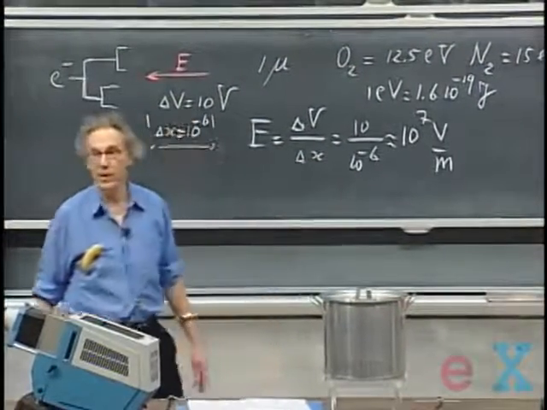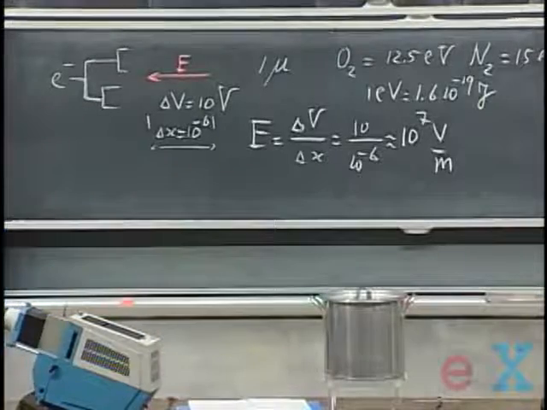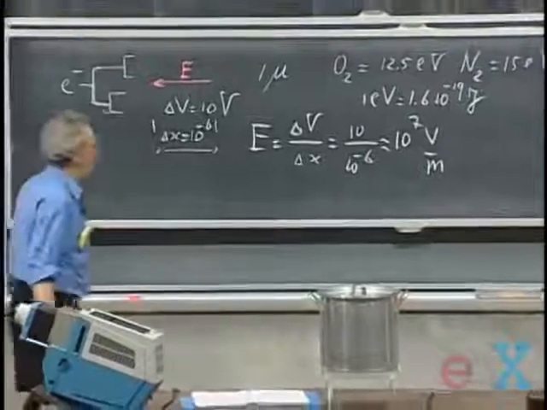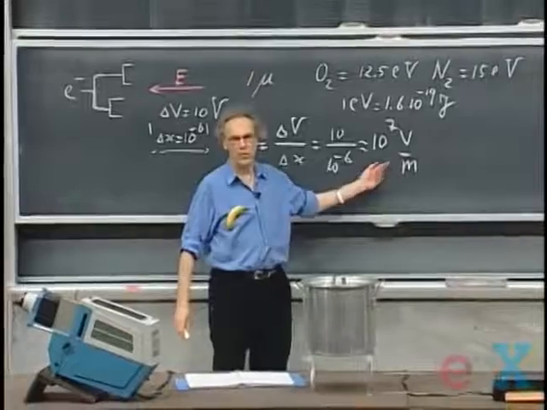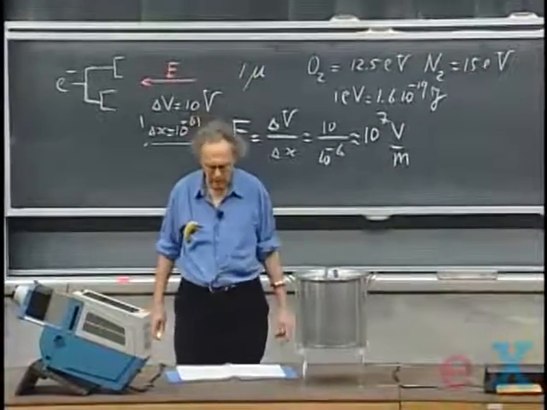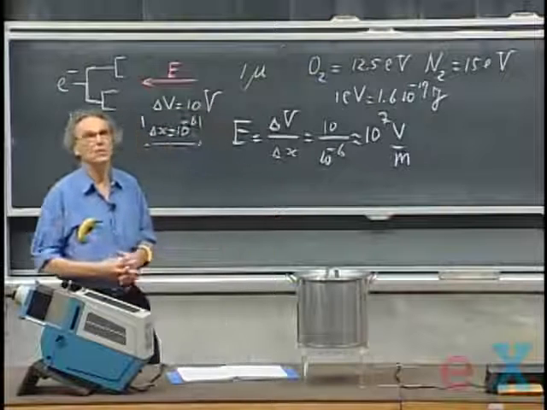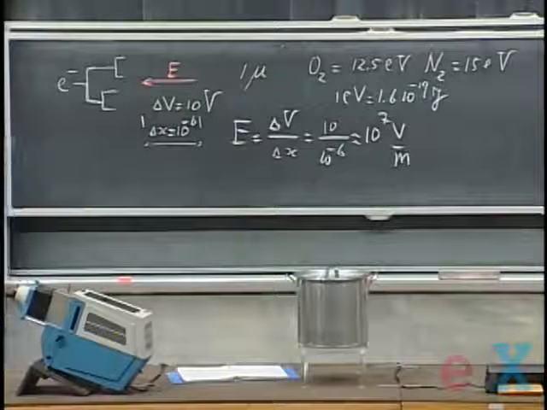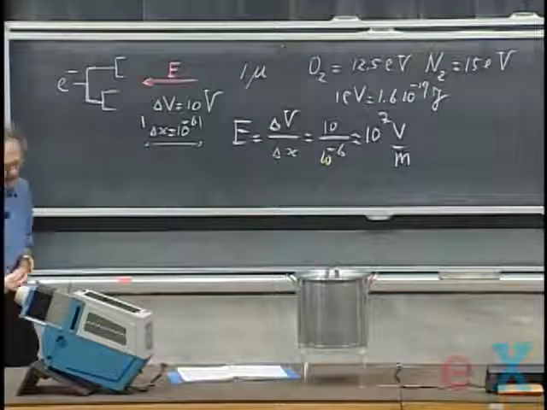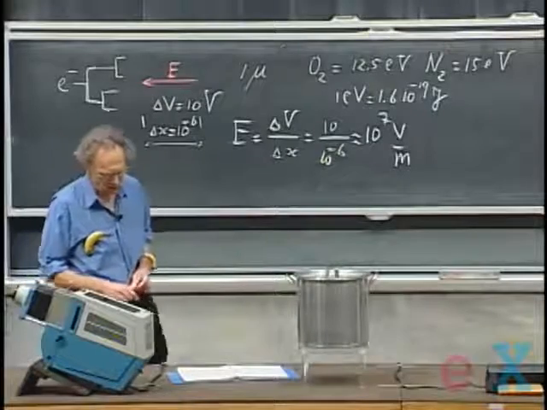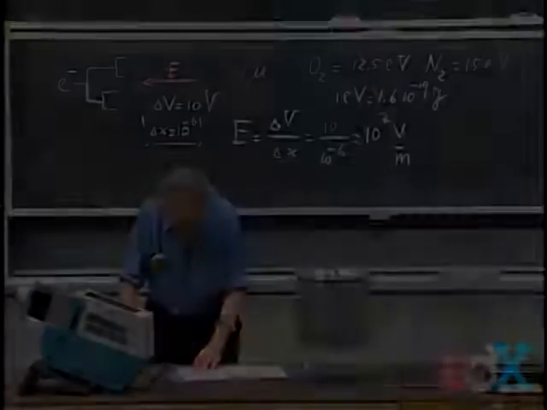In reality, when we measure the electric fields near breakdown, it is more like 3 million volts per meter. But it's still very close. This was only a back-of-the-envelope calculation. So very roughly, at 1 atmosphere, room temperature, when the air is dry, we get electric breakdown at about 3 million volts per meter.